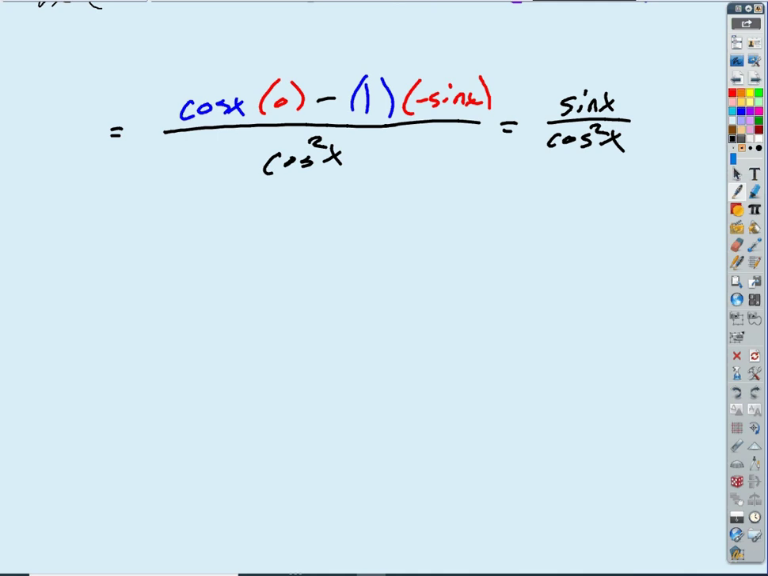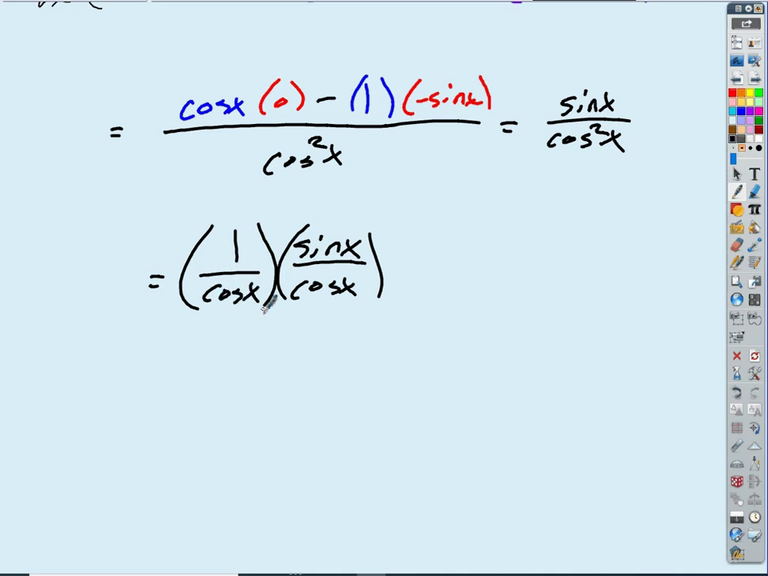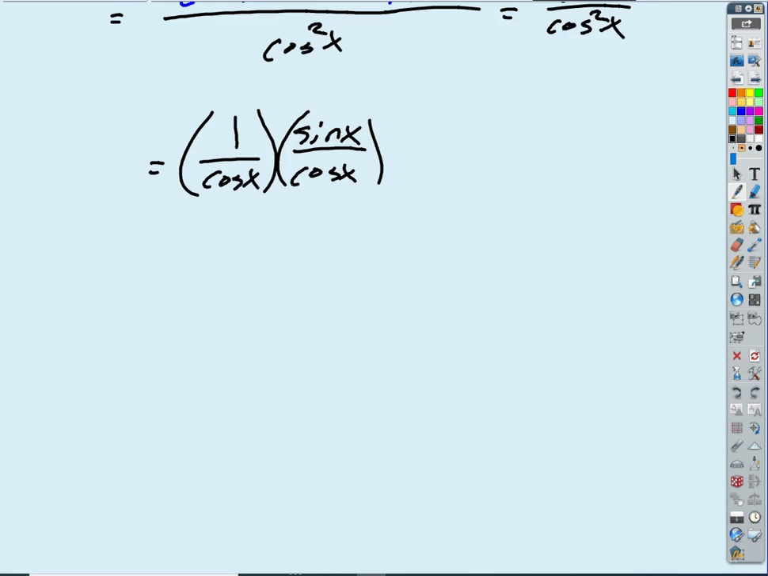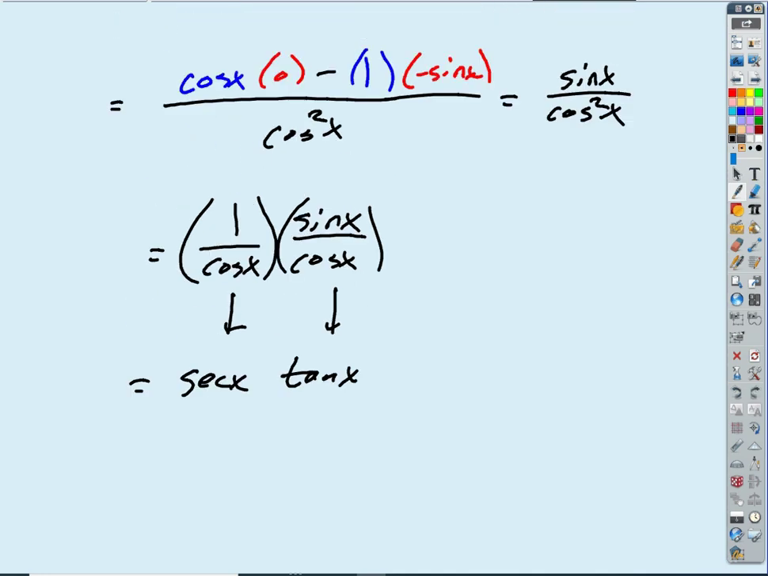Can you split up terms so that you have sine and cosine? Yeah, what if we write this as a product of two factors? We could write this as sine x over cosine x times 1 over cosine x. Okay, well, what's that? Secant x tangent x.